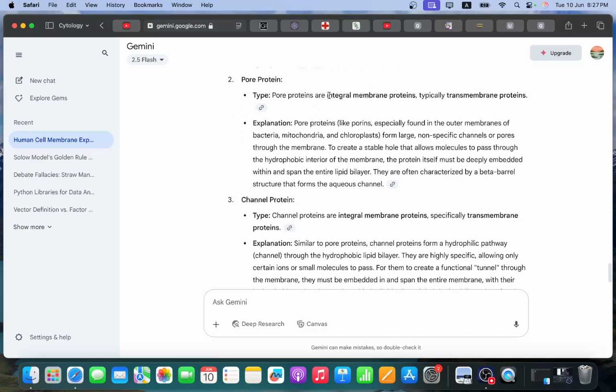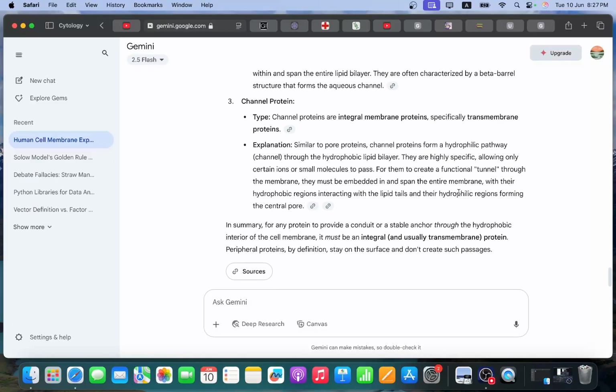Pore proteins are integral membrane proteins, typically dense membrane proteins, like prions, especially found in the outer membrane of bacteria and mitochondria. They are large non-specific channels or pores in the membrane that create a stable hole. Okay, stable. So this is I think the core distinction, because it's letting molecules pass through without any barrier.